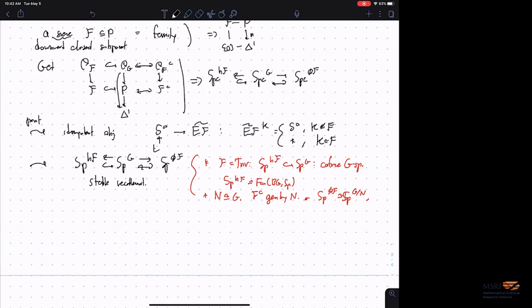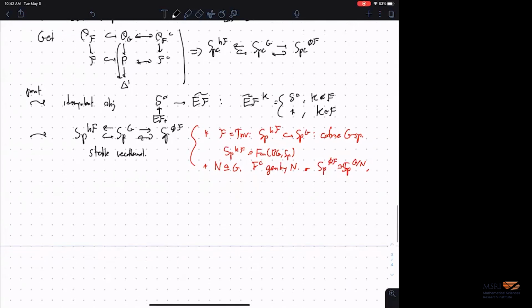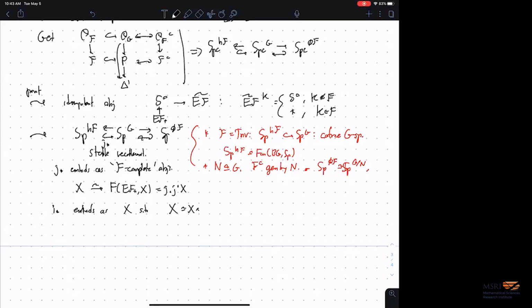Let me also say that if I let the fiber be EF plus in G spectra, or I could just take the cofiber unstably, then this j lower star embeds as so-called F complete objects. That's G spectra X which are equivalent to the internal Hom in G spectra from EF plus into X. This computes the unit. And i lower star embeds as those X such that X is equivalent to X smash EF twiddle. So these are sometimes called F inverse local.